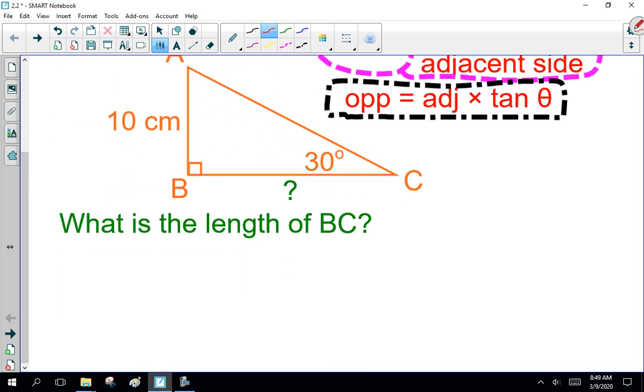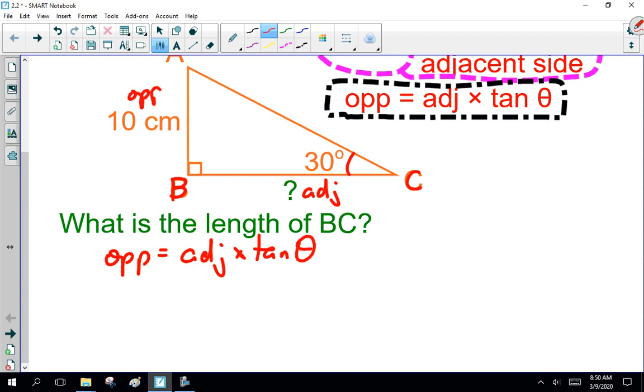So if I go, what's the side length of BC? First thing that pops into mind is, what the heck's BC? Well, BC goes from point B to point C. Now this is the adjacent side of the angle here. So we have opposite is adjacent times tan of theta. Now in this instance, the side opposite our angle, 10 centimeters, equals the adjacent, I'm going to call that BC, times tan of 30 degrees.